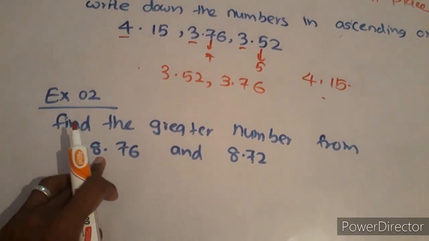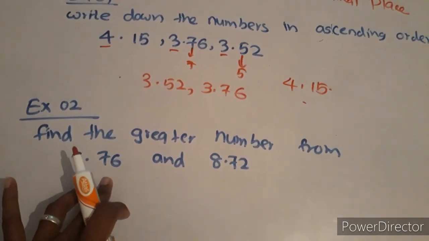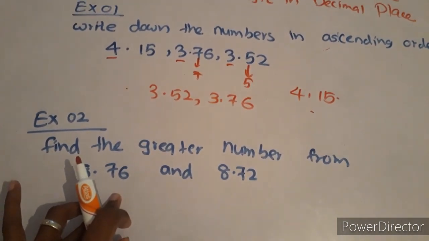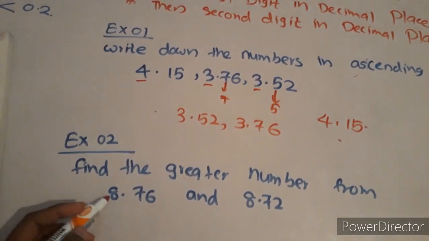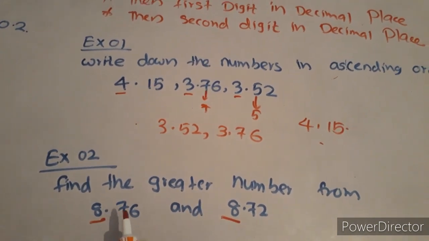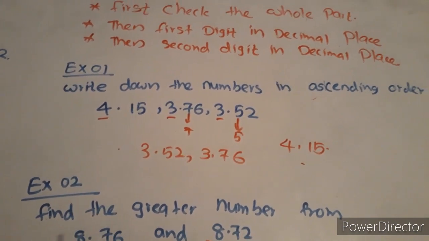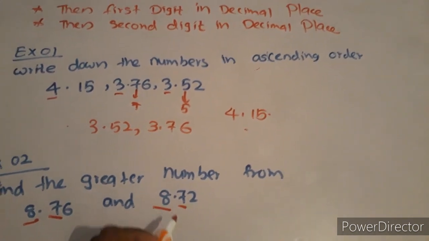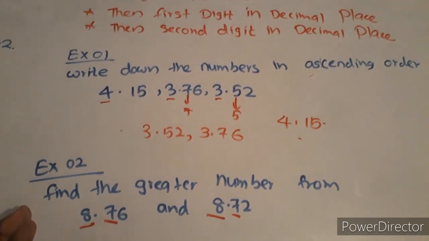Find the greater number from these two. Two numbers are given, 8.76 and 8.72. Now we'll see. We follow our procedure. First we have to check the whole part. Here this is 8, this one also 8. Then the whole part is the same, so we can't compare. Now we move on to the first digit in the decimal place. It's 7. This one also 7. Both are the same, so we can't identify which is greater.